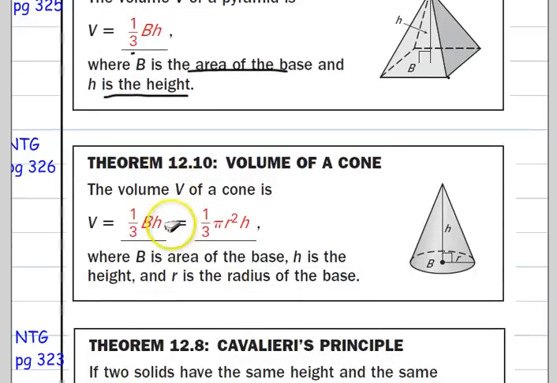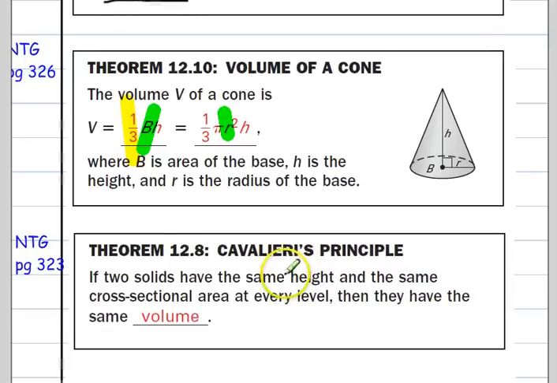To find the volume of the cone, it's the same principle. The only difference is that the base is no longer a square or a polygon, it's a circle, and the area of a circle is pi r squared. So over here, the area of the base is pi r squared times the height, and because it's a cone and not a cylinder, we have to include the 1/3. So 1/3 of the area of the base times the height is the volume of the cone.